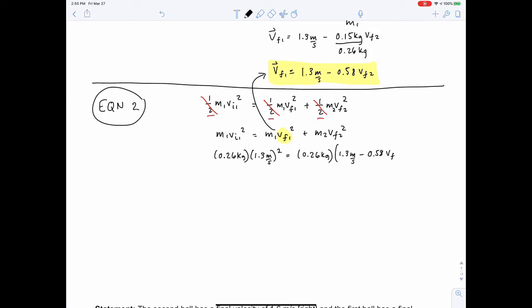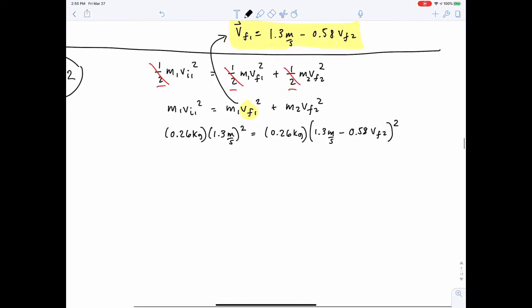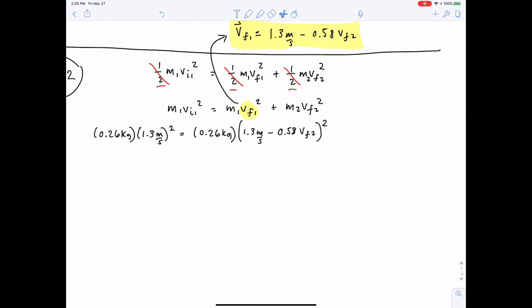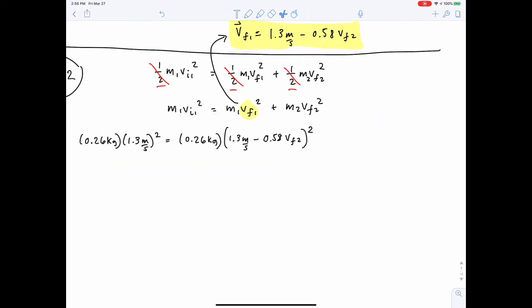Don't forget to square this. Plus M2 VF2 final squared. Just moving it over so we have room. Plus M2 VF2 squared. We'll put in 0.15 kilograms for M2 times VF2 squared.